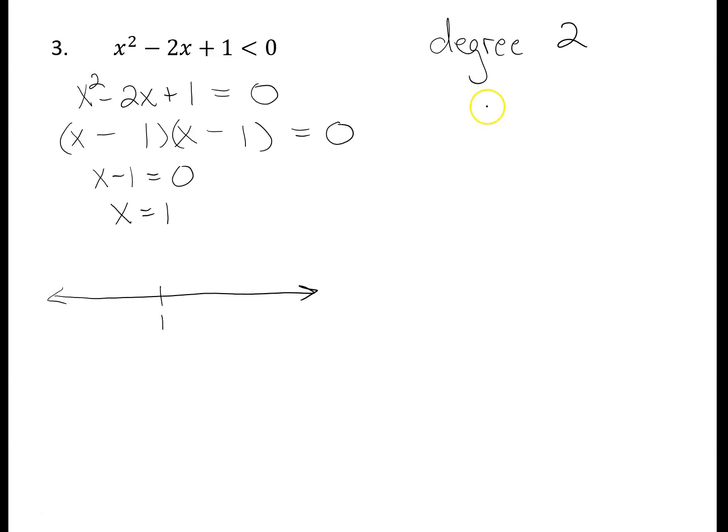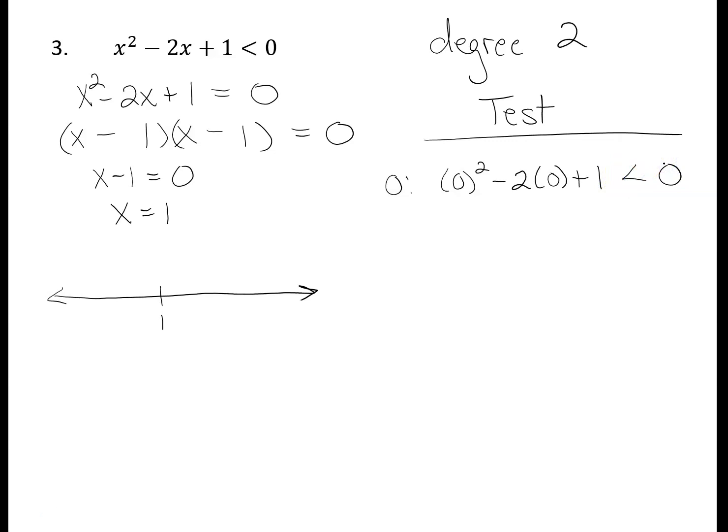So you're going to test a number to the left of 1. So I would choose 0. And so we're going back to our original here, putting in 0 for x. There's a less than 0 on it. So when we calculate the left side, 0 minus 0 plus 1, that whole side will be 1. So now it says 1 is less than 0, which is false. So the left side's false.